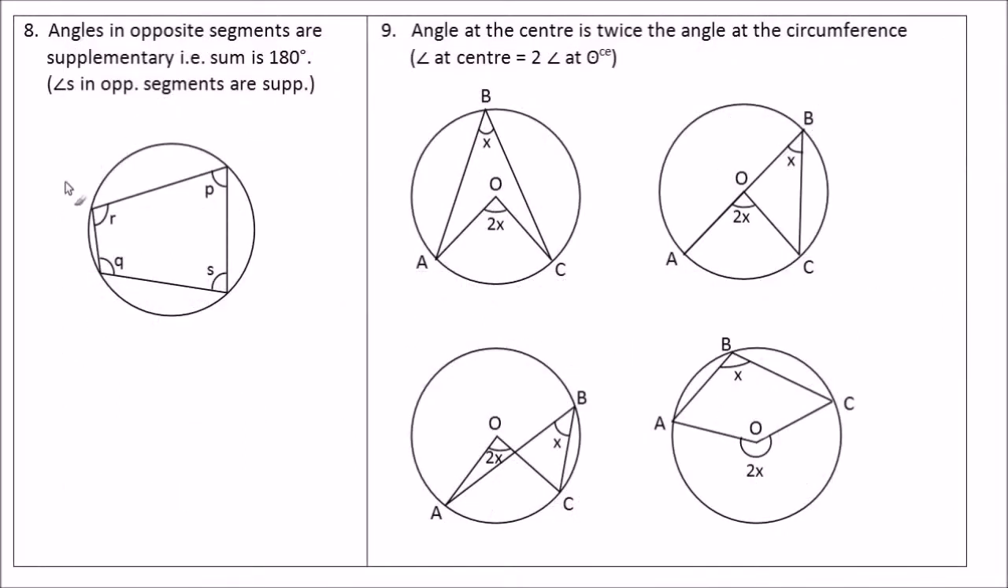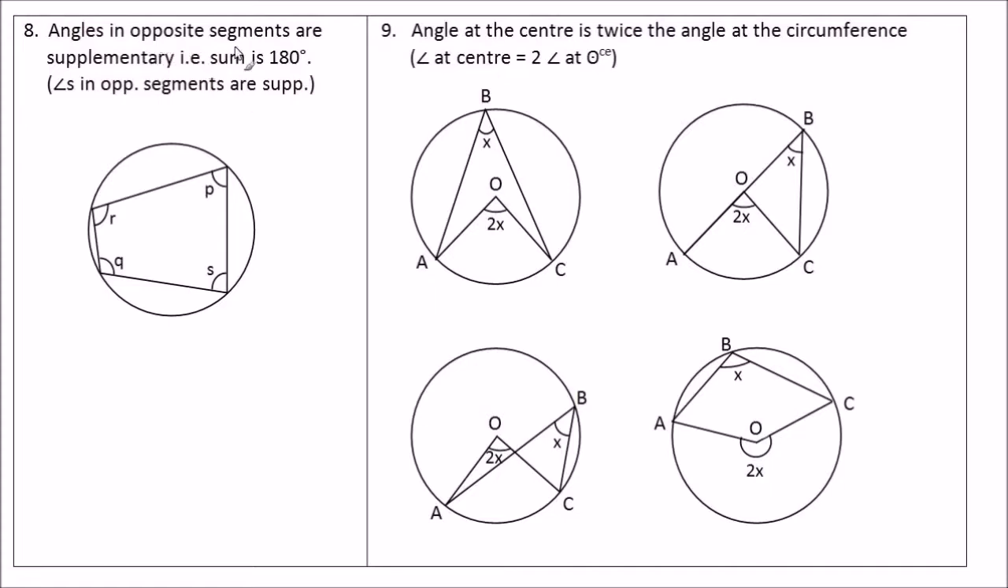Next, we will look at two very important properties of the circle. Number 8 states, angles in opposite segments are supplementary. Supplementary means when the two angles are added together, the sum is equal to 180 degrees. In short form or abbreviated form, it can be written in this way. Angles in opposite segments are supplementary.